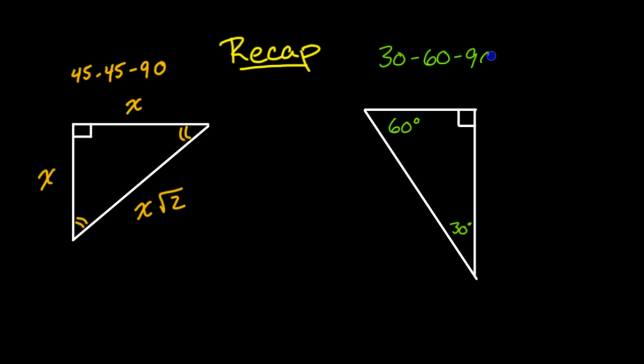Across from your 30 is always going to be your x. That's your short side. Across from your 60 is going to be that times a factor of root 3. And across from your 90 is going to be twice the length of x.